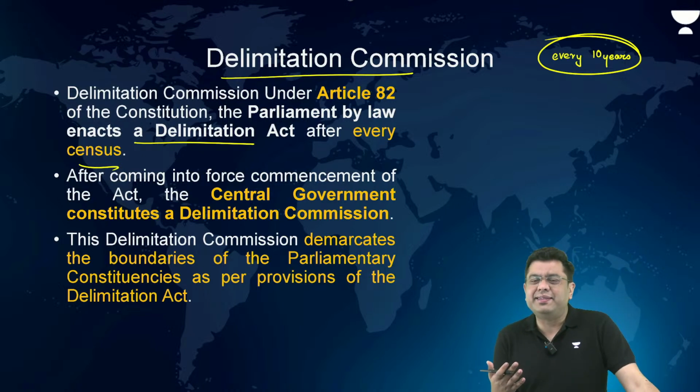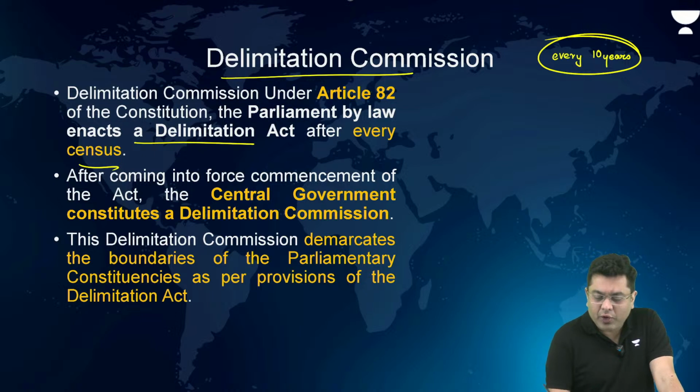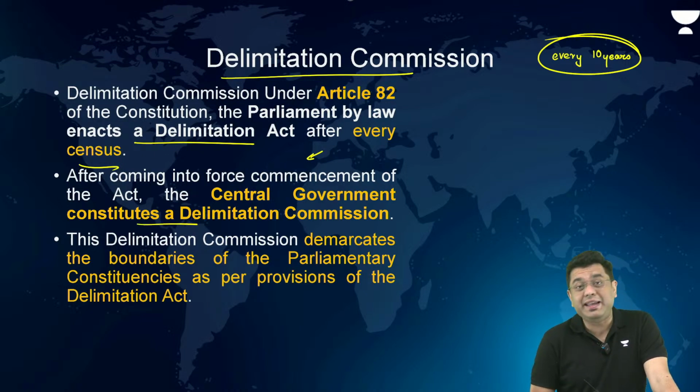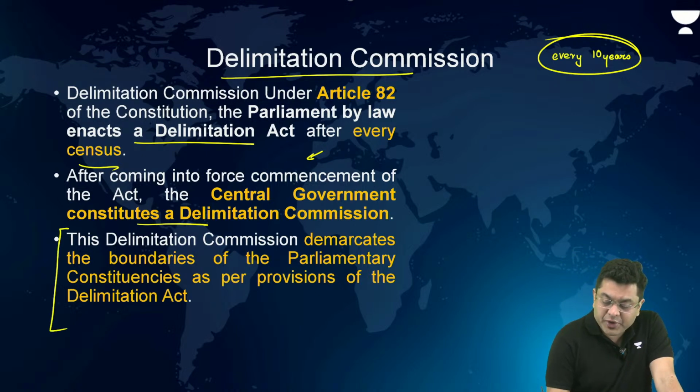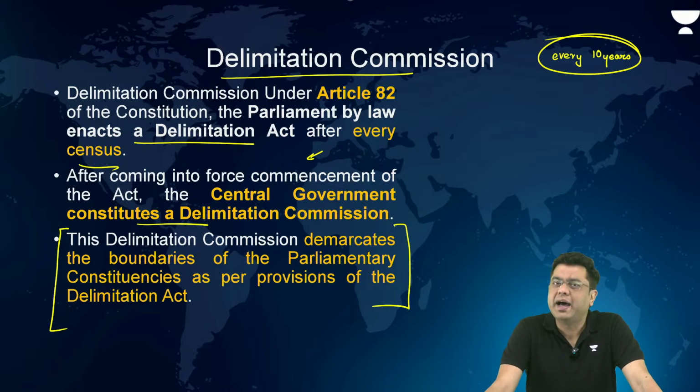Now, after the census exercise, delimitation exercises are carried out. After the commencement of the Act, the central government constitutes a delimitation commission. Right? Now, the Delimitation Commission demarcates the boundaries of the parliamentary constituencies as per the provisions of the Delimitation Act.